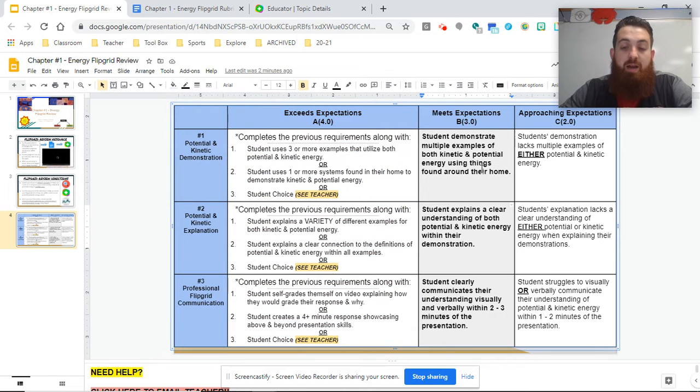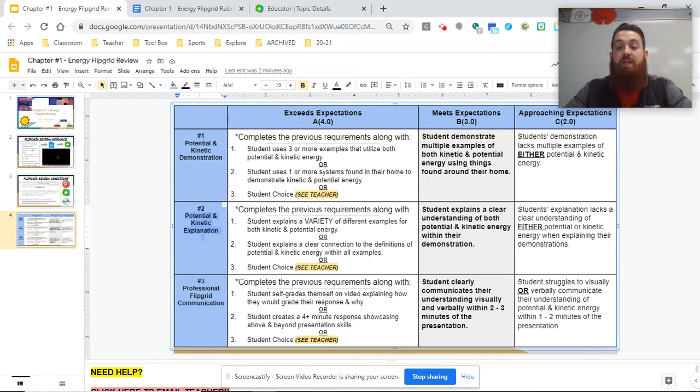So let's go ahead and look at the meets expectations. So for the very first component, potential and kinetic demonstration. Student demonstrates multiple examples of both kinetic and potential energy using things found around their home. So do you have multiple examples of kinetic and potential energy using items around your home? Perfect. You're at the meets expectations. You'll get that 85%. The second component is potential and kinetic energy explanation. This is where you not only demonstrate, but now you have to explain what you're demonstrating.